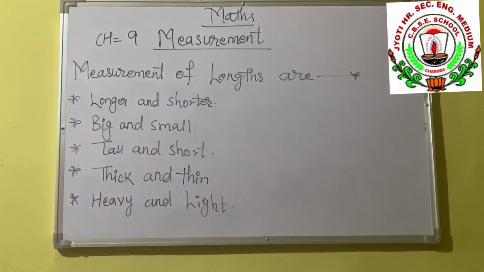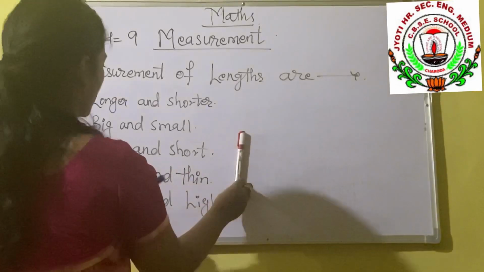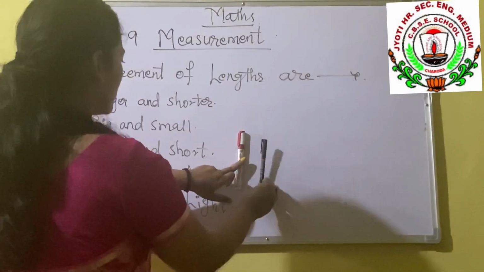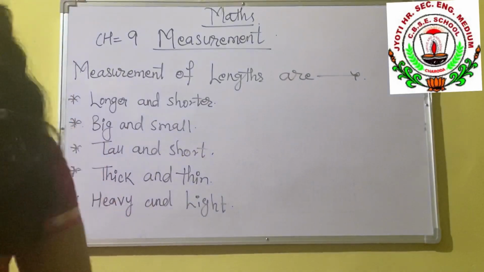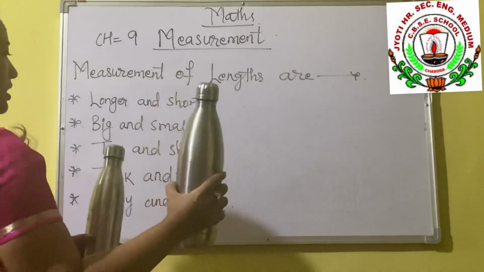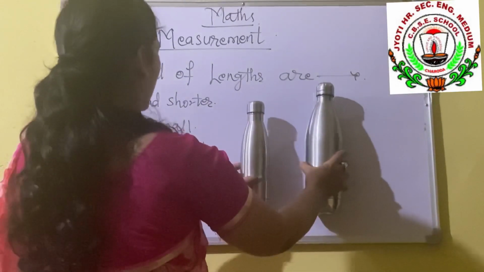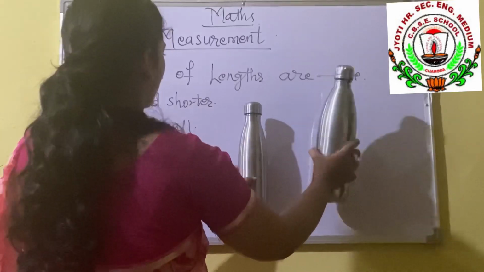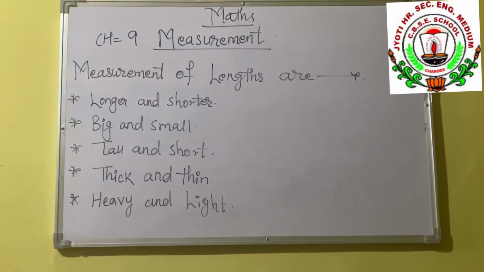Okay, now thick and thin. Here I am having two markers with me. This marker is thick and this one is thin. And the last one is heavy and light. Here I am having two bottles with me. Here is heavy one and here is a light one. So this one is heavier and this one is lighter. So these are the some key points of our chapter measurements.